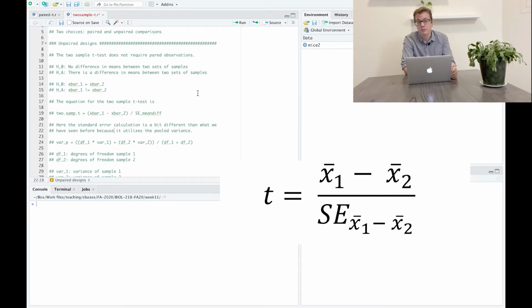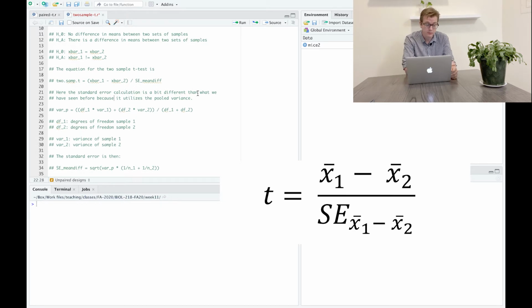In many cases, a two-sample t-test will have equal number of observations, so sample 1 and sample 2 will have the same number of observations, but that does not have to be the case. Sometimes they will be different. To calculate pooled variance, we need to take the degrees of freedom of sample 1 times the variance of sample 1 plus the degrees of freedom of sample 2 times the variance of sample 2, all divided by the degrees of freedom of sample 1 plus the degrees of freedom for sample 2. And so we need to calculate all those things individually and then plug them into that equation.